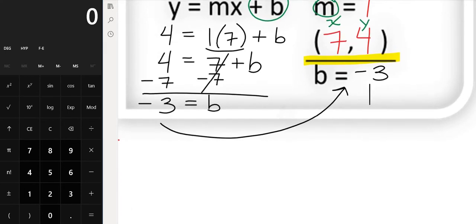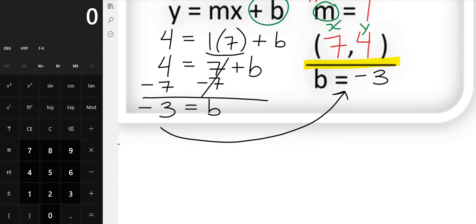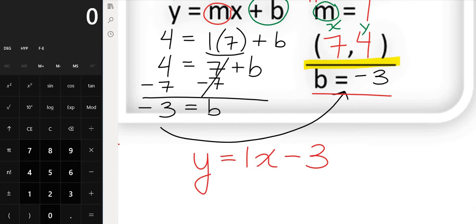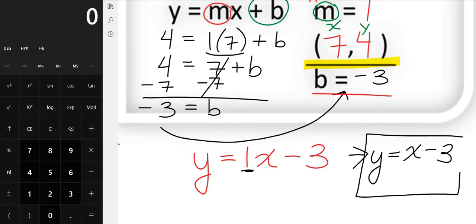So when I state my final answer, I'm going to say it's y equals, I plug in my m, my slope, which is just 1, keep the x as a placeholder, and then my b value is the negative 3. I'm going to rewrite this one more time because we don't need to put that 1 in front of the x. So this is going to get rewritten to say y equals x minus 3. And we're done.